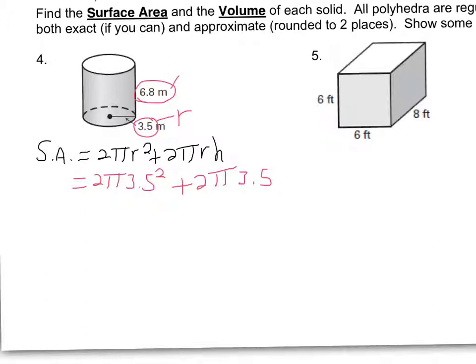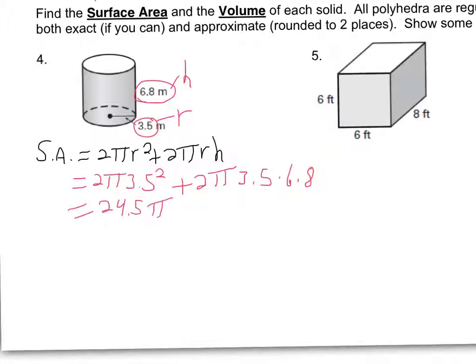And 6.8, you can see that is the height of the cylinder, so times 6.8. Now, as the directions say, we're going to try and do this as exactly as we can. We'll also give an approximate answer, but you should try to get an exact answer first. So when I use my calculator, I'm going to enter in 2 times 3.5 squared, but I'm not going to enter the pi in. And when you do that, you get 24.5, and so then the pi will just go after that.